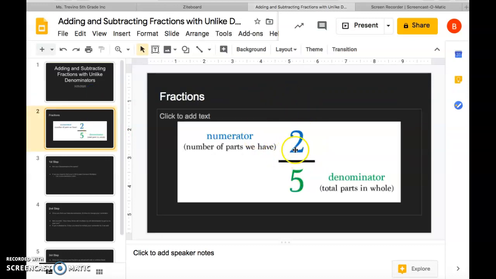So this is what a fraction looks like. This is called 2/5, right? This blue part is called our numerator. Okay, it's the number of parts we have. This green part is the denominator, and it's the total number of parts in a whole. Okay, so numerator, denominator, those are vocabulary that you need to know.